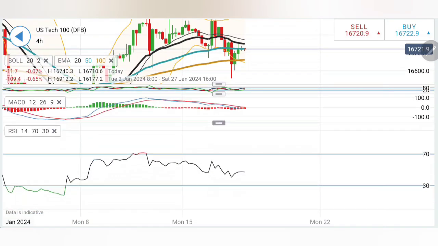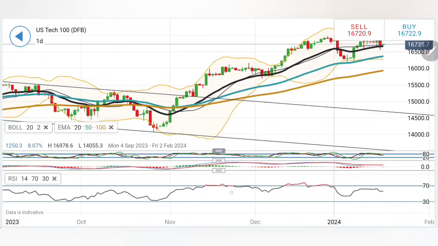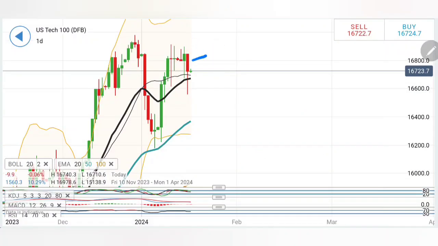Stochastic rising, MACD bearish trying to converge, RSI flat. Coming to the daily chart. On the daily chart, we have seen a major fall yesterday where prices moved towards 16,550.